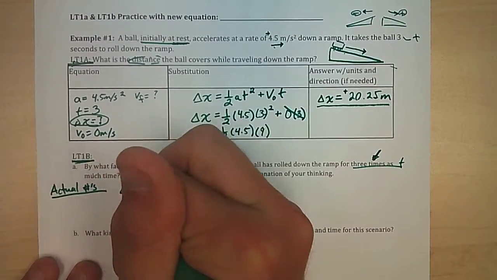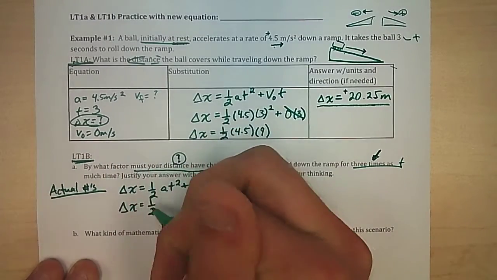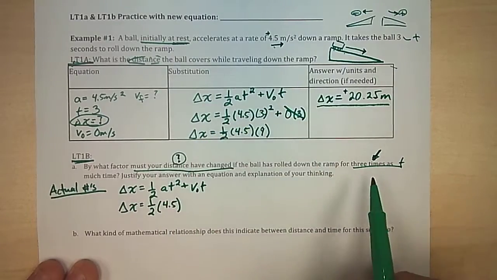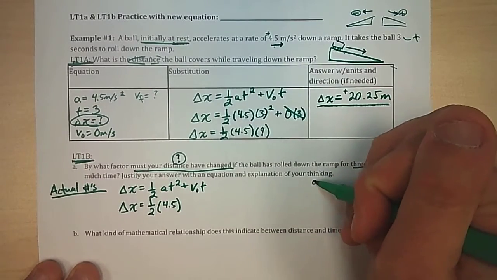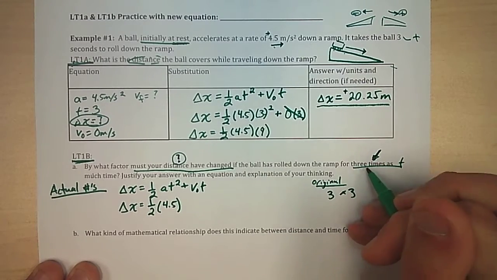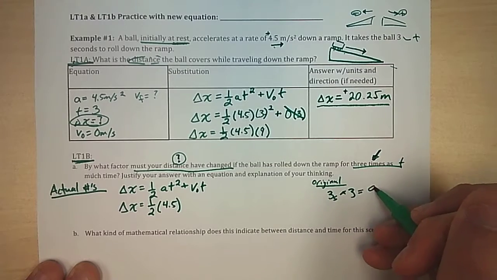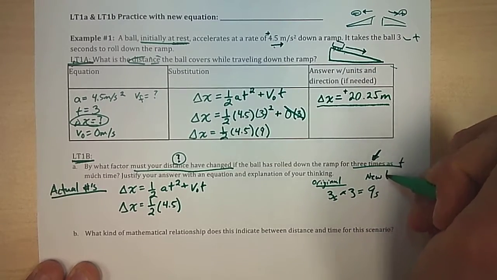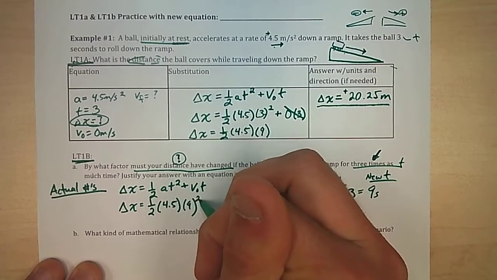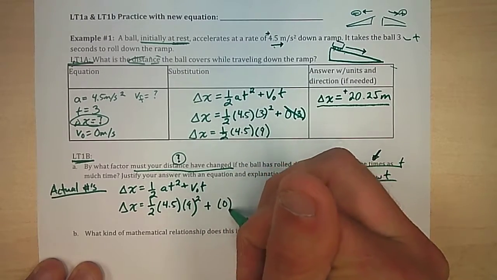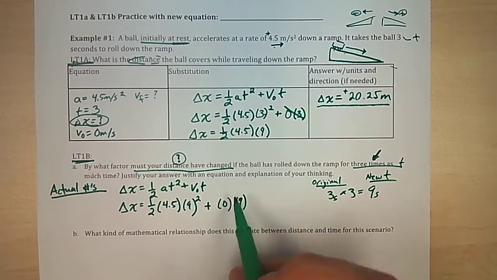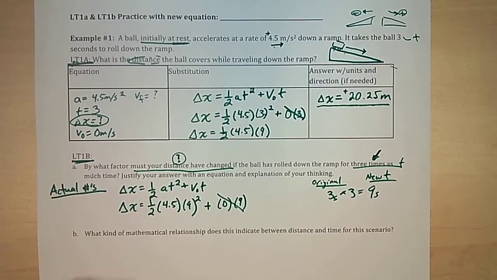So now what I'll do is I'll start plugging in my variables. 1/2, my acceleration, remember, stays the same, 4.5. My time has changed, so my original time was 3 seconds. That's going to be multiplied by 3, so that is going to give me a value of my new time. It's going to be 9 seconds. So I'm going to plug that in right here, and that's going to be squared, plus my initial velocity, which is 0, times time, which is now also 9. But remember, 0 times anything is just going to cancel out.